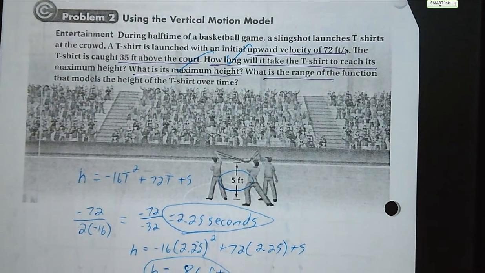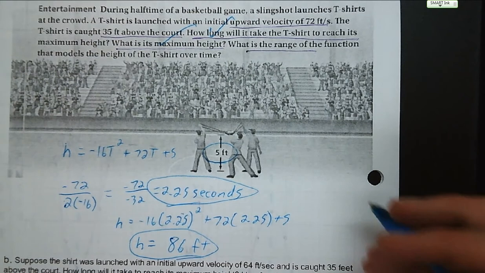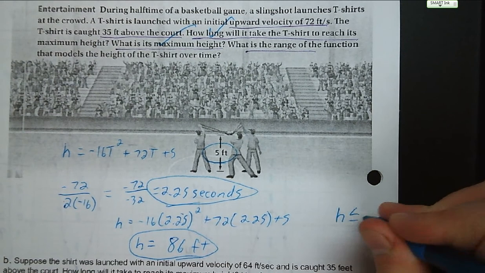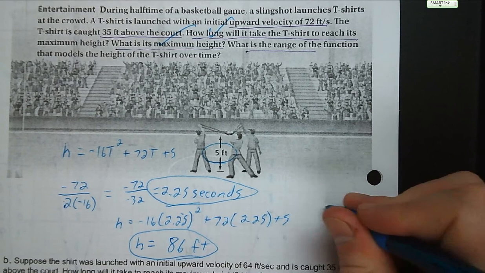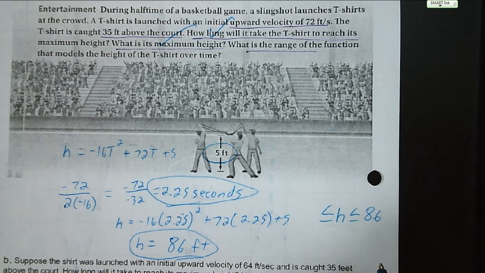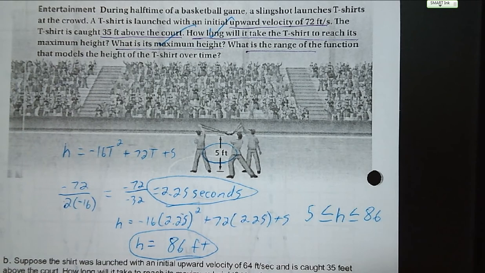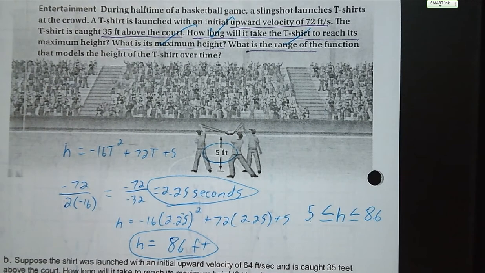What is my range? Well, the height is going to be at most 86 feet. The lowest the height is going to be? Well, you might be tempted to say 35 because that's where it's caught. But where was it launched from? It was launched from 5 feet off the ground. So the height of that t-shirt is going to be between 5 and 86 feet. Check. All right.